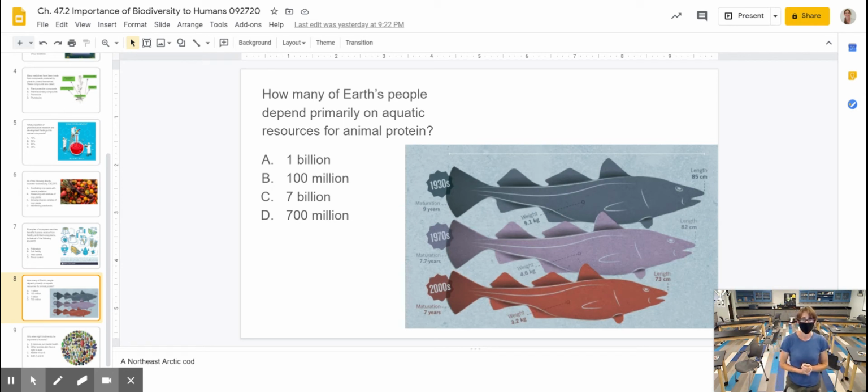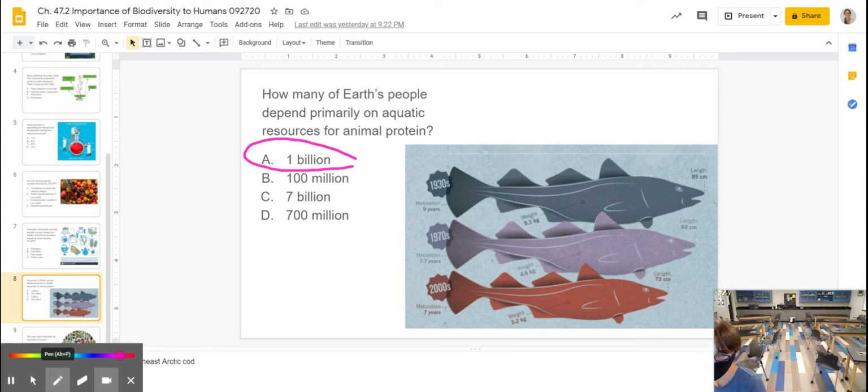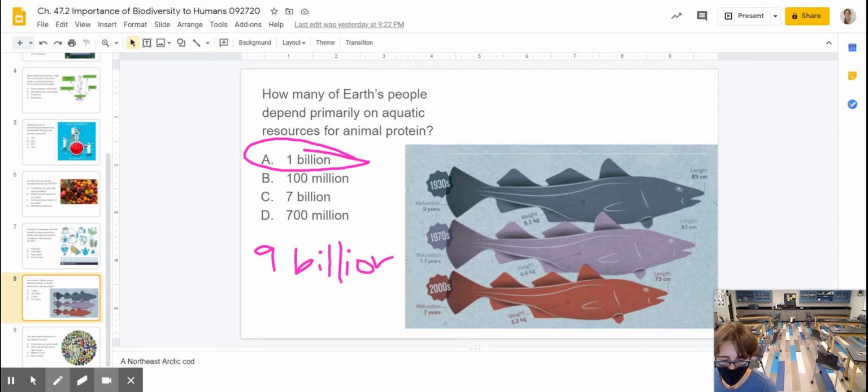So how many of Earth's people depend primarily on aquatic, water-based resources for animal protein? How many people? So the answer is 1 billion. I think we're at around 9 billion people on Earth now. So 1 in 9 people, their primary source of protein comes from fish and things like that, from oceans. So the health and the diversity of those species is really important as a source of food.